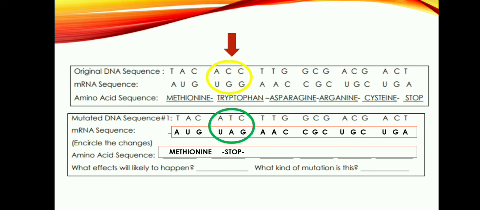This means that the DNA recognizes UAG as stop, which means that there will be no production of amino acid anymore. And what kind of mutation is this? It is a nonsense mutation. So for the rest of the activities, you are going to answer those, provided that sequence number 1 is given to you as an example.